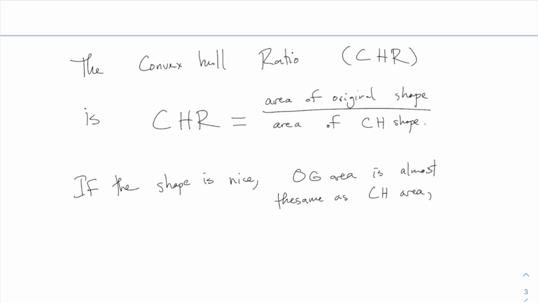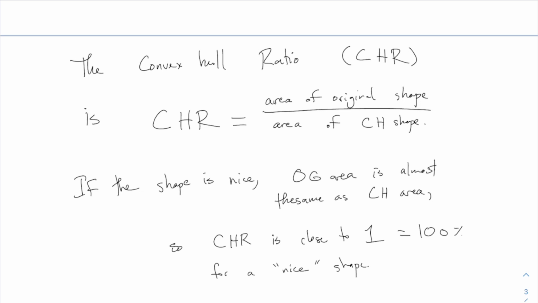But anyway, if the shape is nice, our original area is almost the same as the convex hull area. So the convex hull ratio is, I will say, close to 1. That is to say 100% for a nice shape. All right, because the numerator and the denominator will be basically the same value.